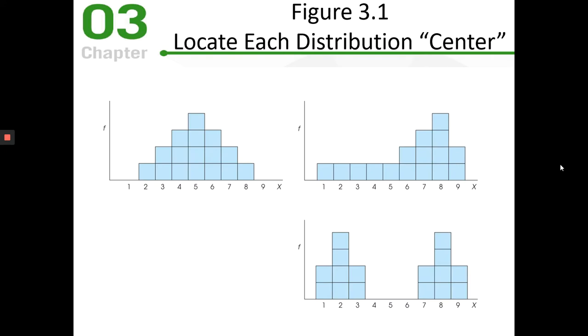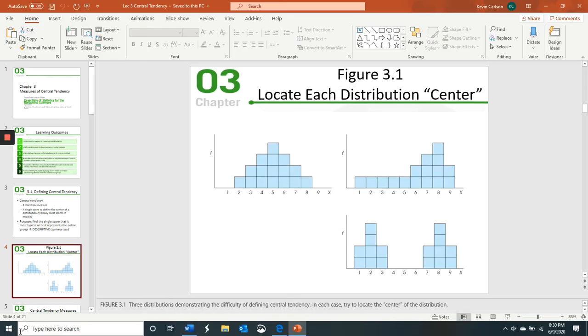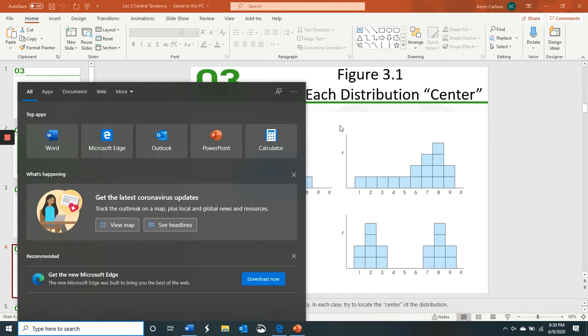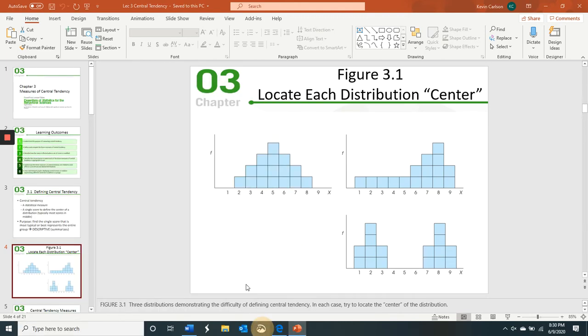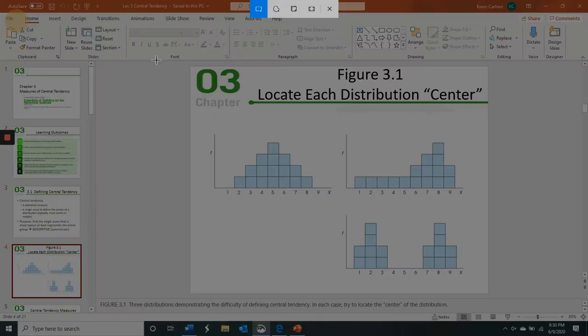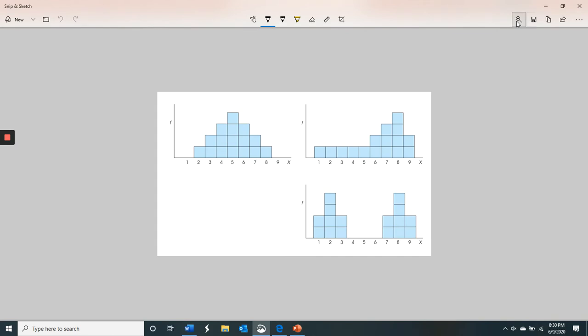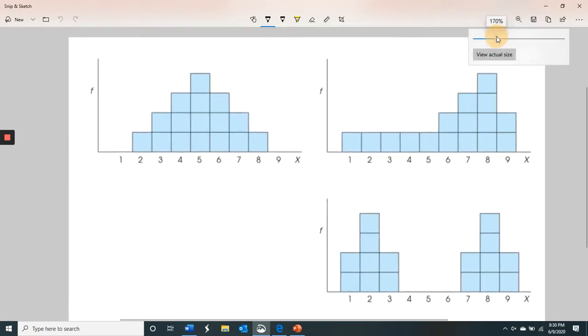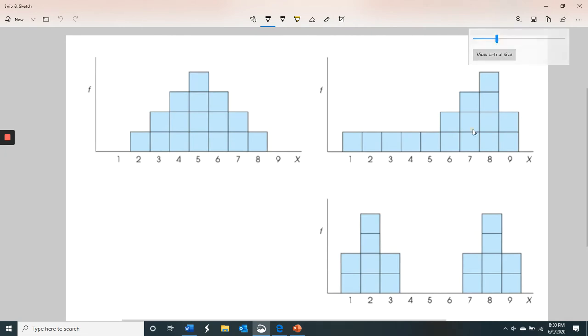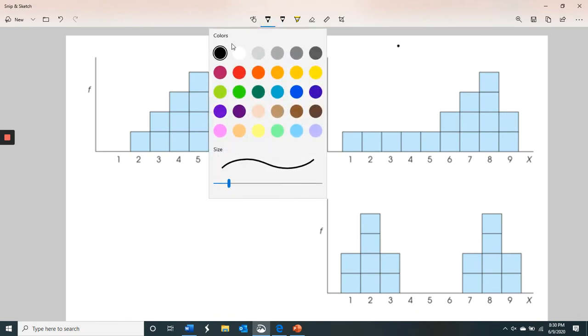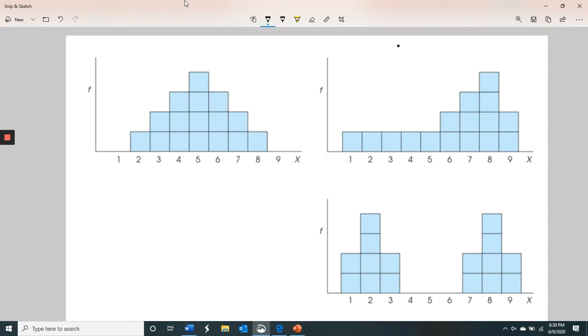And so let's look at this. Actually, I might snip this. Yeah, I'm going to snip this so I can draw on it. Sorry about that. Let's snip it, so I can draw on these things and make it a little bit bigger. And so if I were to ask you, for the upper left hand one right here, if you can see my cursor, where do you think the center of the data lies?